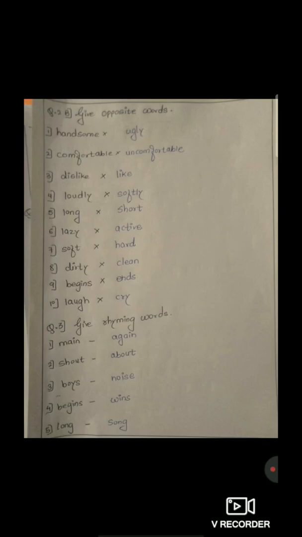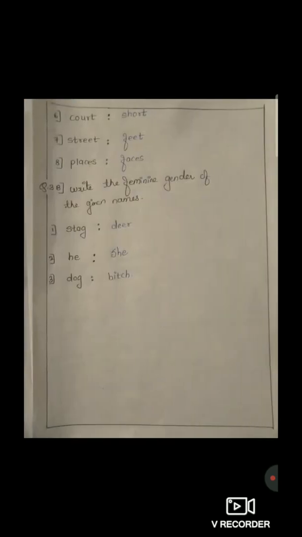Give rhyming words. The very first word, men. Answer is again. Second word, shout. Answer is about. Third word, boys. Answer is noise. Fourth word, begins. Answer is wins. Fifth word, long. Answer is song. Now students, continue to the next page. As you can see in this picture, the sixth one, caught, short. Seventh word, street. Answer is feet. Eighth one, places. Answer is phases.